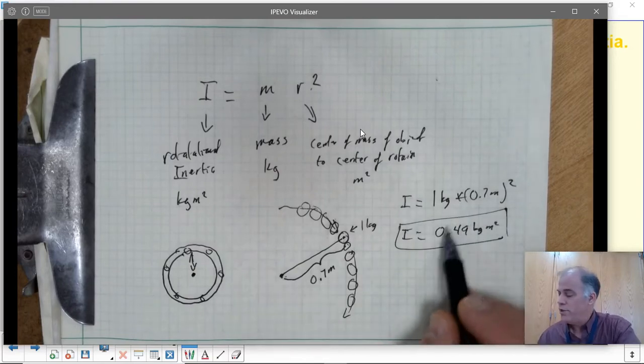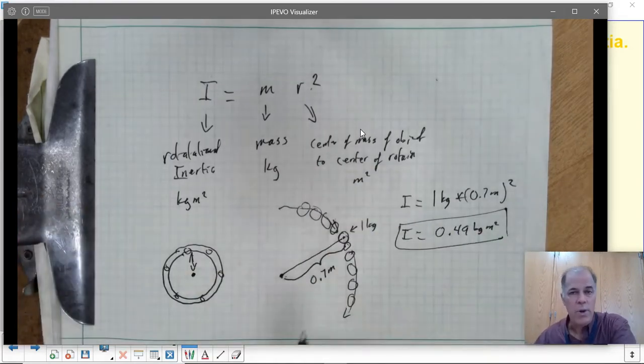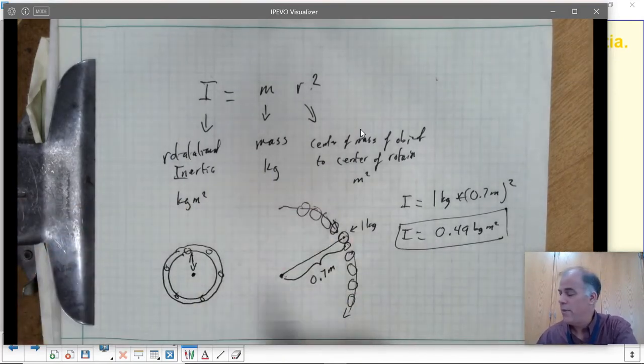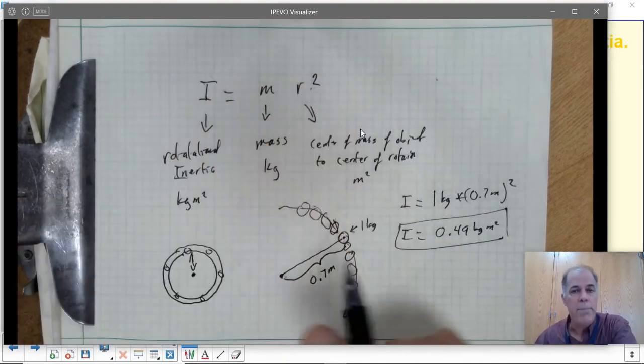So this number, by the way, is a measure of how difficult the object is to get rotating. So if this number is big, it's hard to get it rotating. If this number is small, it's relatively easy to get it rotating. So just by looking at the number, you can compare different objects.